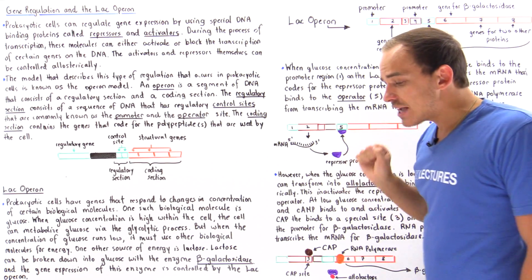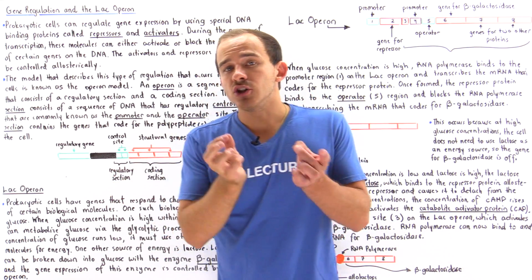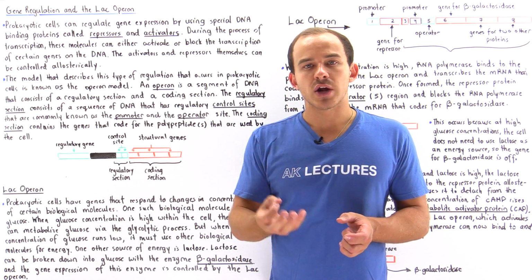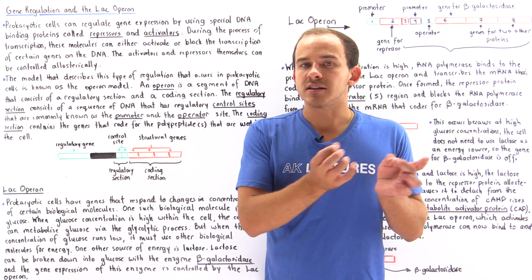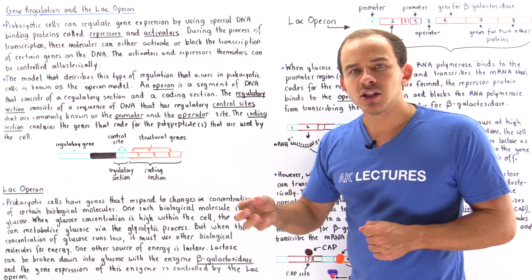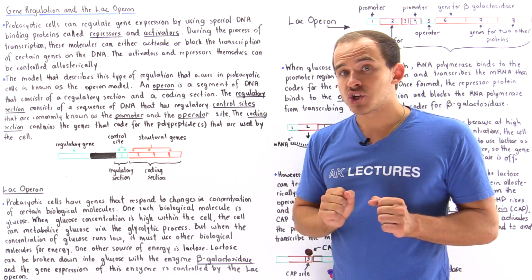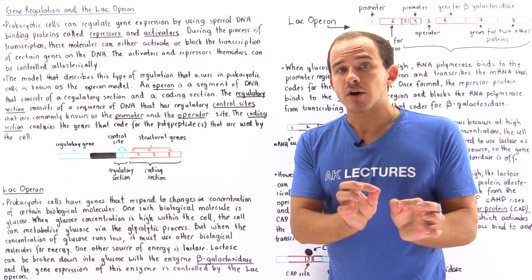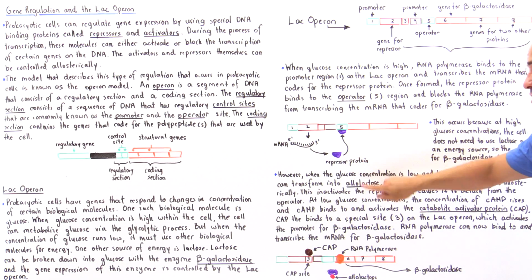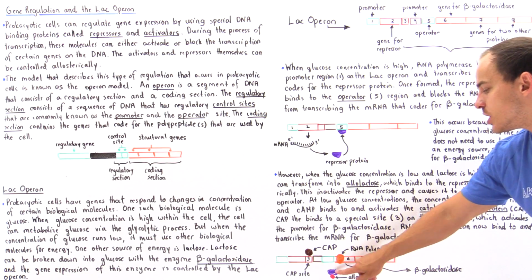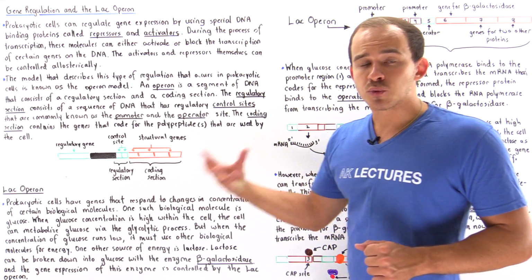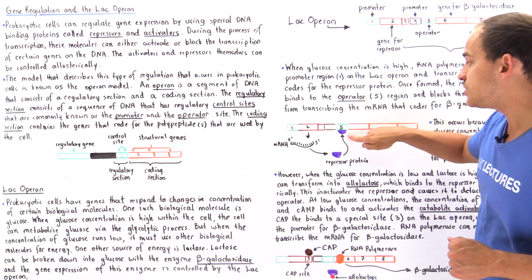But before that actually takes place, when we have a low concentration of glucose, we're going to have a high concentration of lactose. And some of that lactose will transform into another molecule known as allolactose. Allolactose is the allosteric molecule that will go on and bind to our repressor protein, and once it binds to the repressor protein shown in red, it will inactivate that repressor protein.